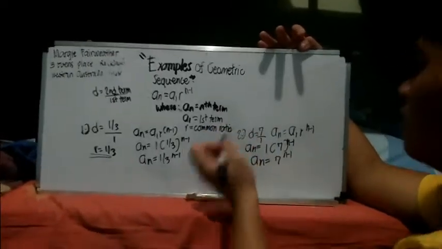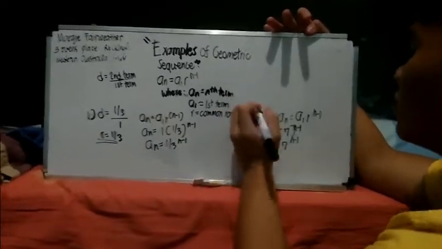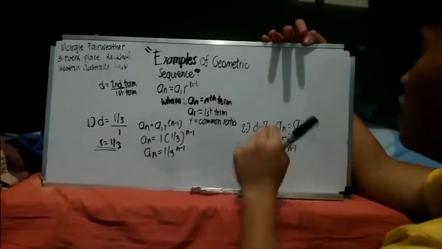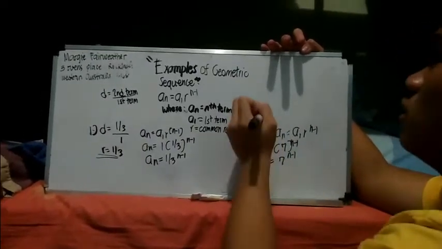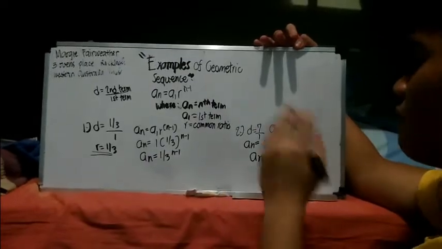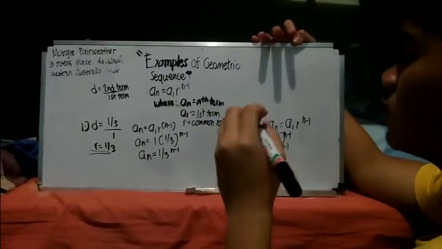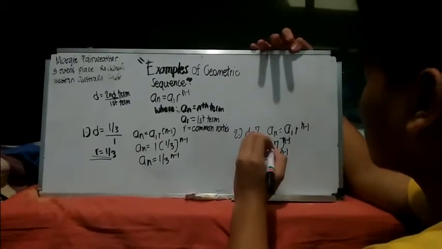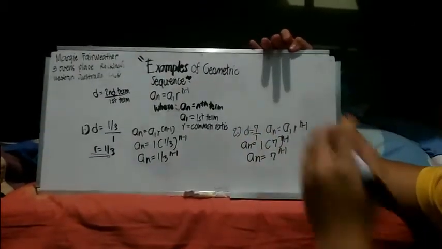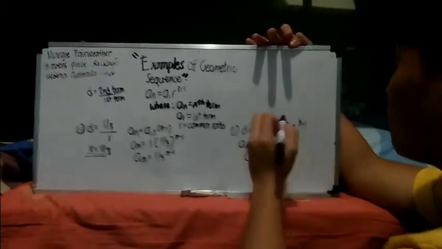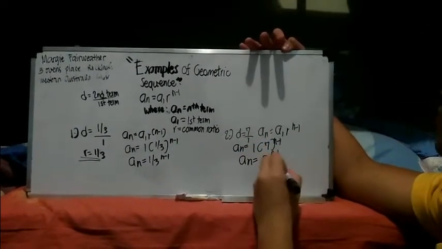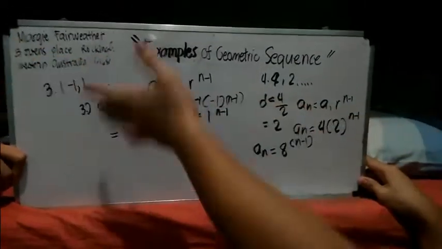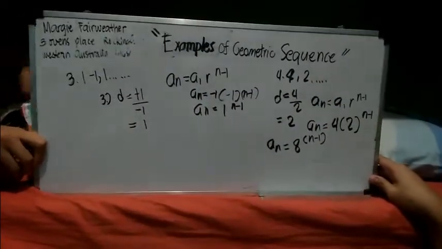And then for the second, r is equal to 7 over 1. The 7 is the second term, and the 1 is the first term. So 7 divided by 1 is equal to 7. So a_n is equal to 1 times 7 to the n minus 1. 7 times 1 is equal to 7, then n minus 1. So these are some of the examples of geometric sequence.